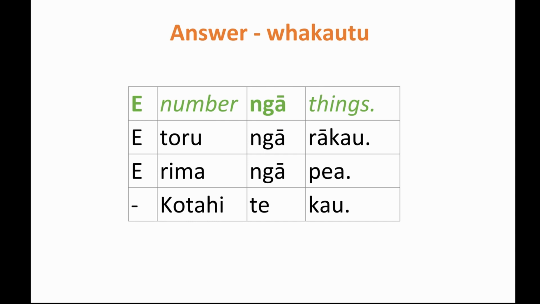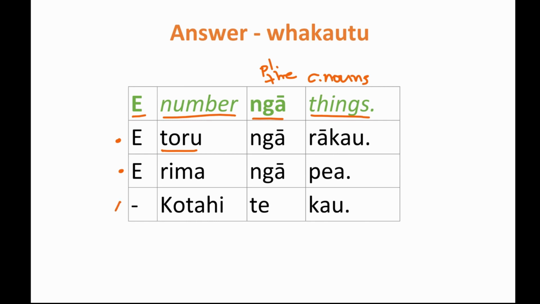Alright, the whakautu, the answer. This is how you answer. E, number, ngā, things. Remember, things is what we referred to, the common nouns. Ngā is the plural form of the. Number is number, and again, remember, it is a particular particle for counting things. So, to answer those questions above, you'd say e toru ngā rākau. Toru is 3, so there are 3 trees. E rima ngā pea. There are 5 pears.